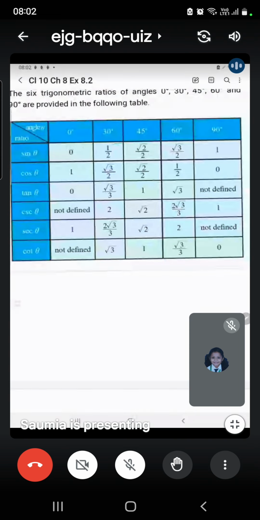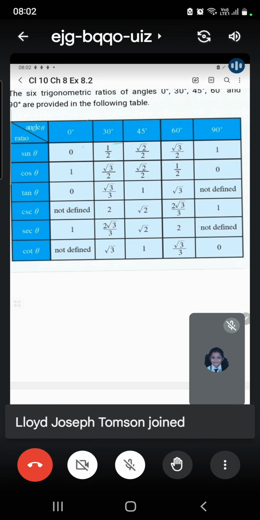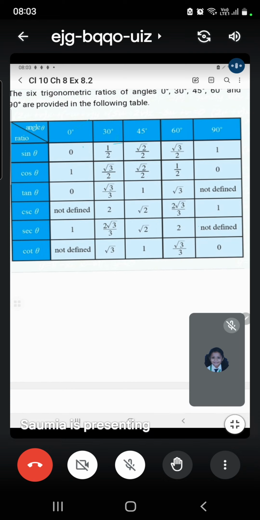Sec theta is the reciprocal of cos, so that you can create. Cot theta is the reciprocal of tan, so that also can be created. So the first row you need to know by heart. The rest of the things can follow on their own. Okay, is this clear to everyone? Now don't make me feel as if I'm talking to the walls of my room.